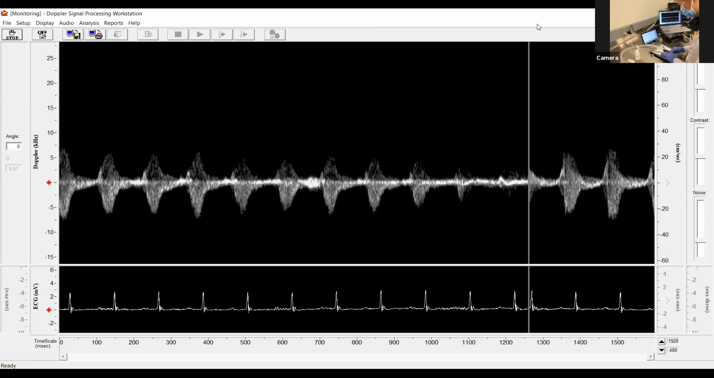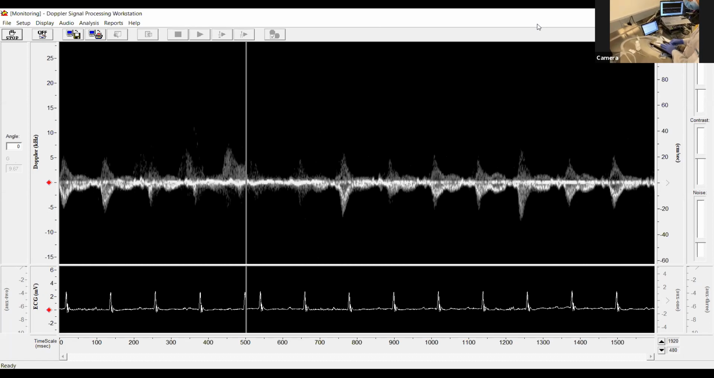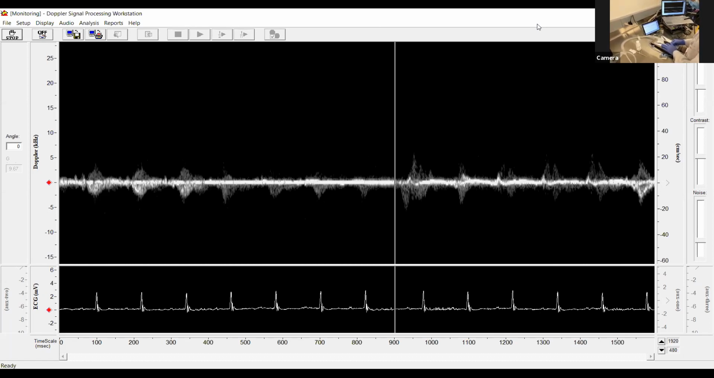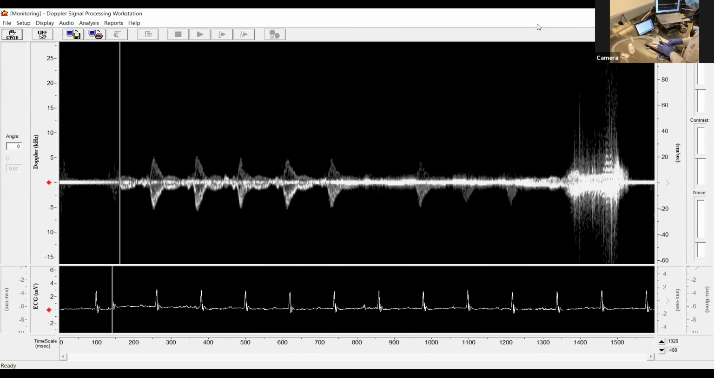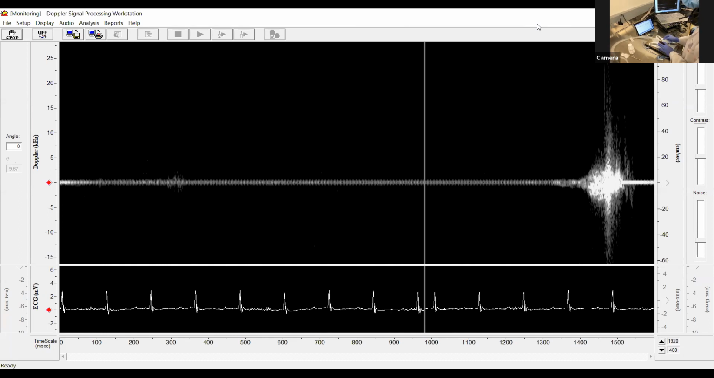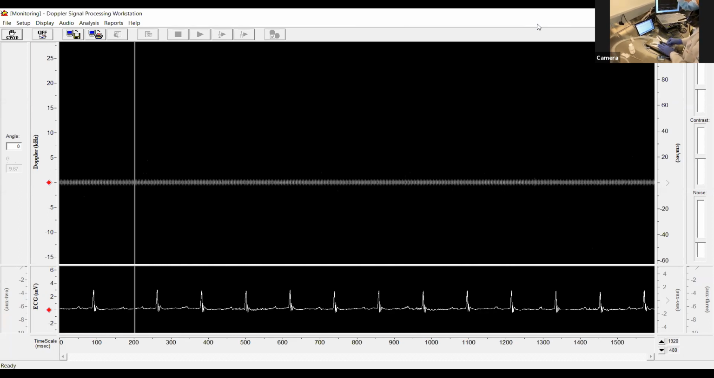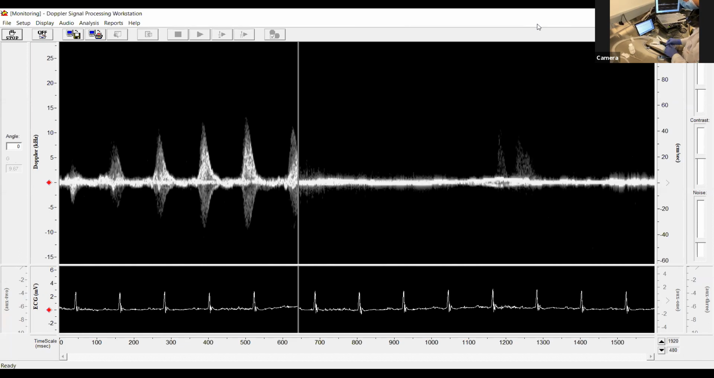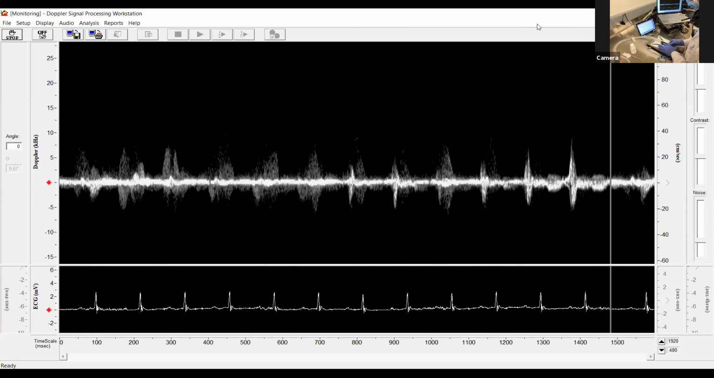Okay, so placing the Doppler probe on, we can start to see some signals. And within the software, all of the measurements are built in. So you would be able to make the measurements and get the calculations out of the information that you're looking for.